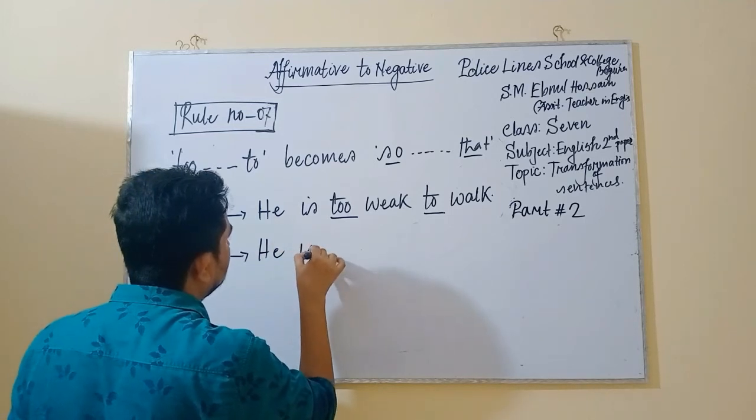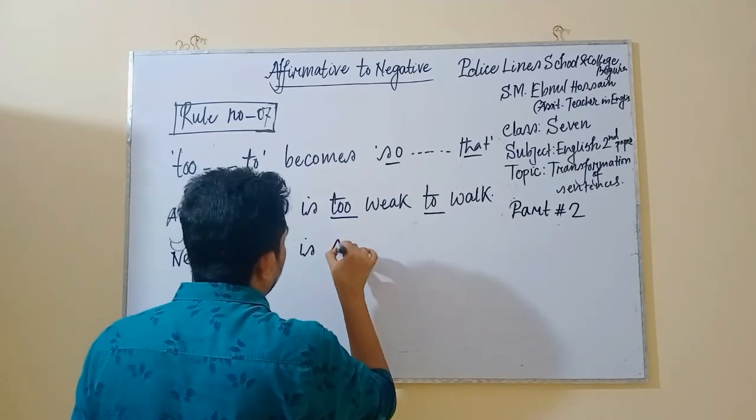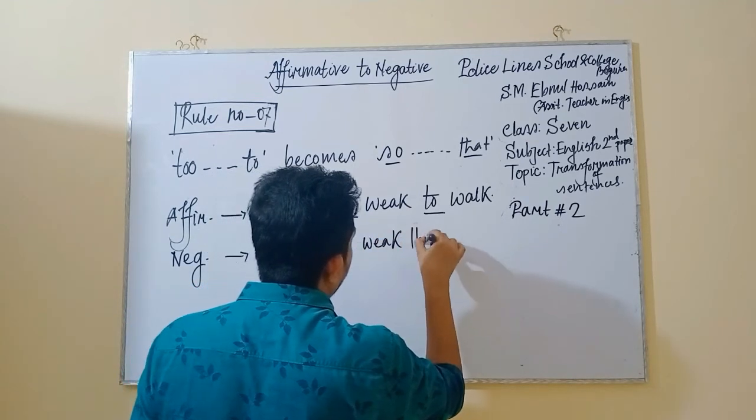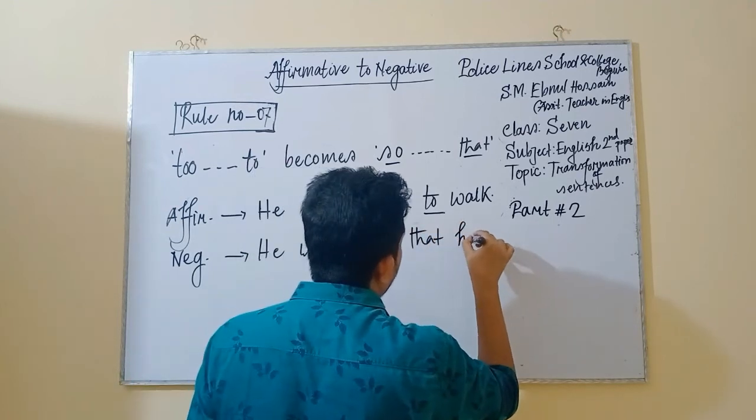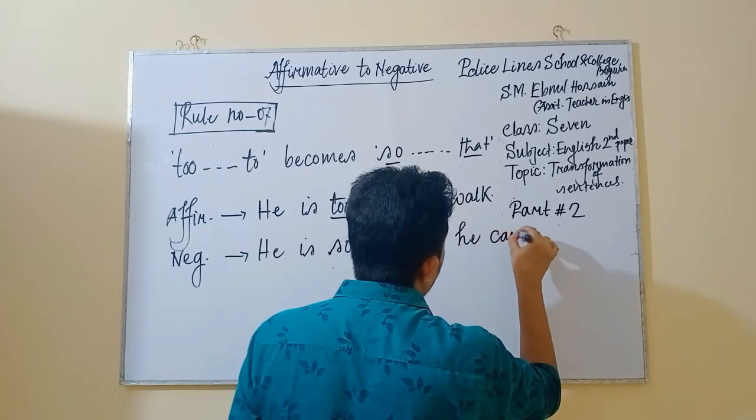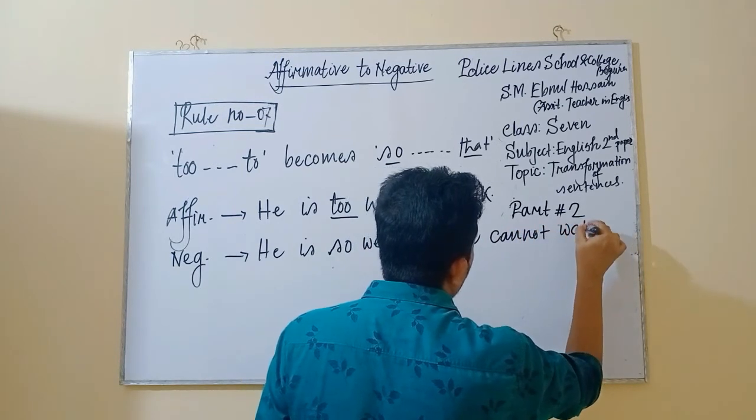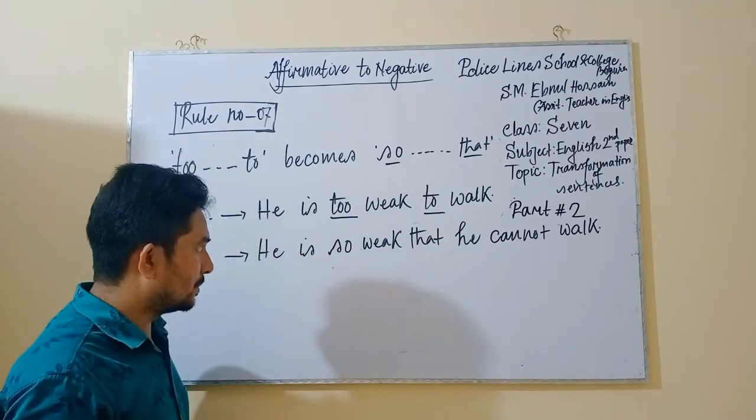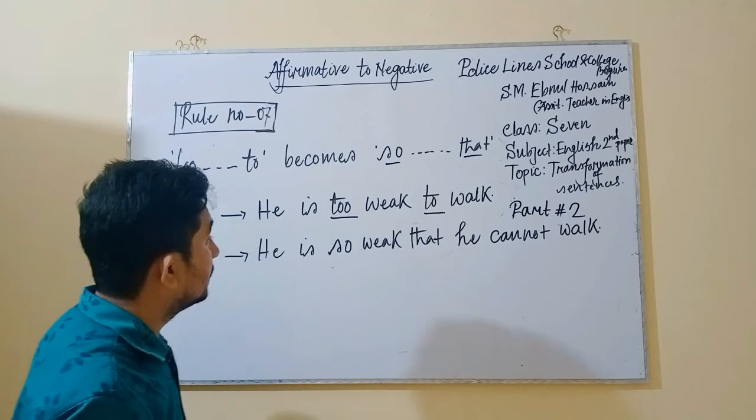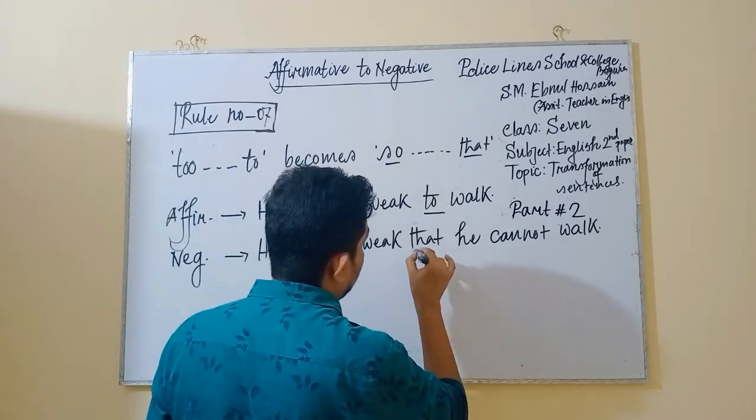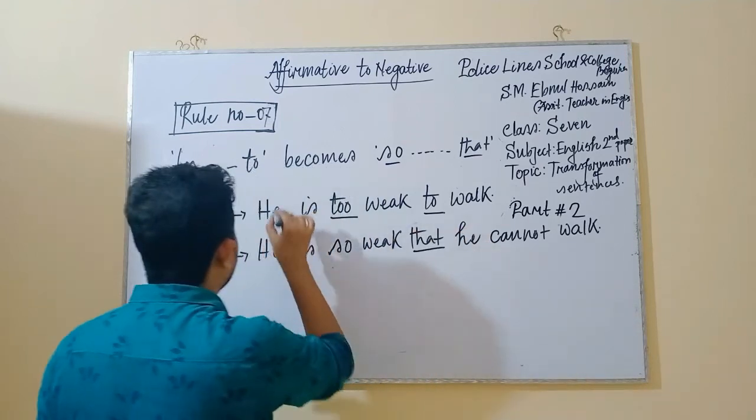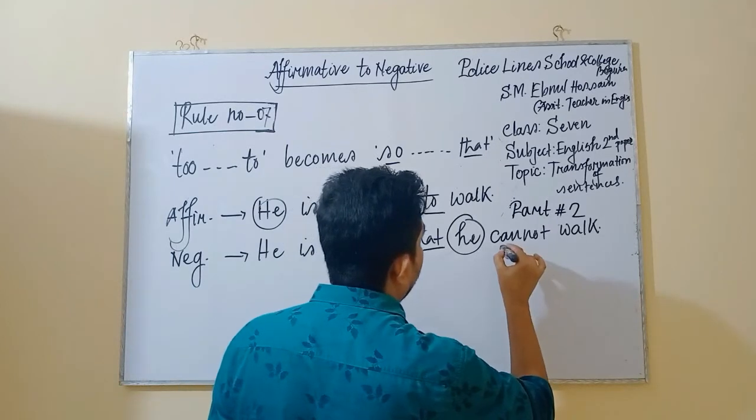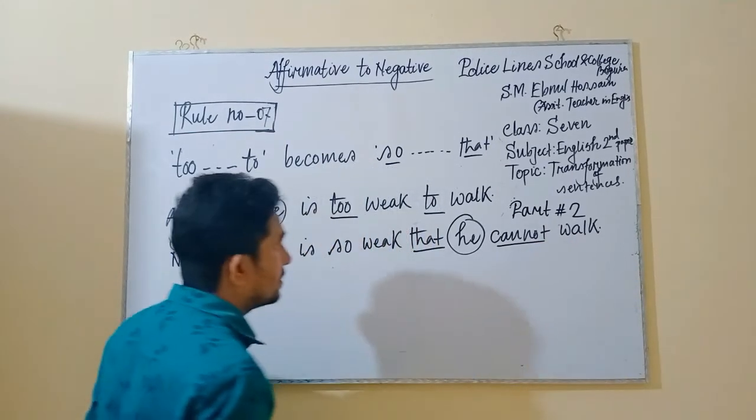He is so weak that he cannot walk. So this is the negative. We can see some changes in the negative sentences: after the conjunction "that", the subject "he" is repeated here, and then another negative auxiliary, "cannot", is seen in the sentence.